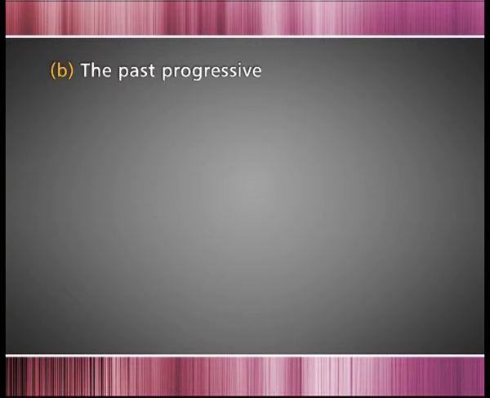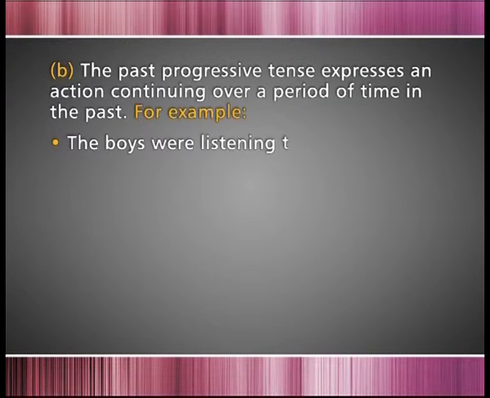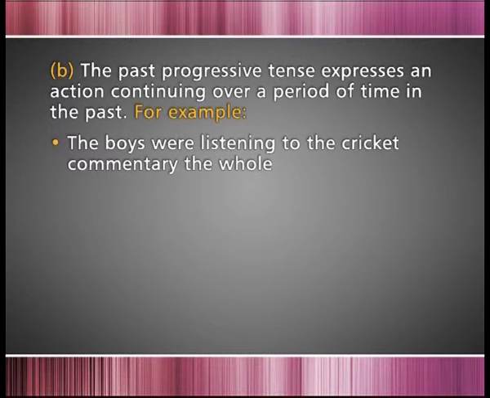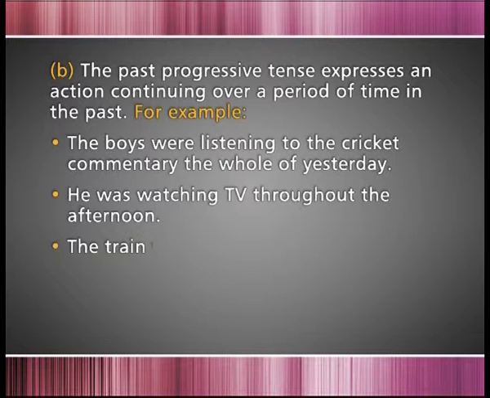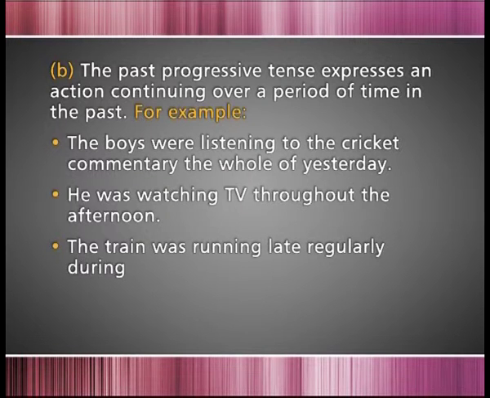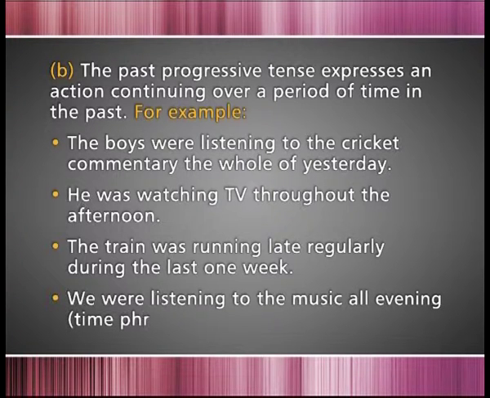B. The past progressive tense expresses an action continuing over a period of time in the past. For example, the boys were listening to the cricket commentary the whole of yesterday. He was watching TV throughout the afternoon. The train was running late regularly during the last one week. We were listening to the music all evening. Time phrase given. It was getting darker. Time phrase not given.